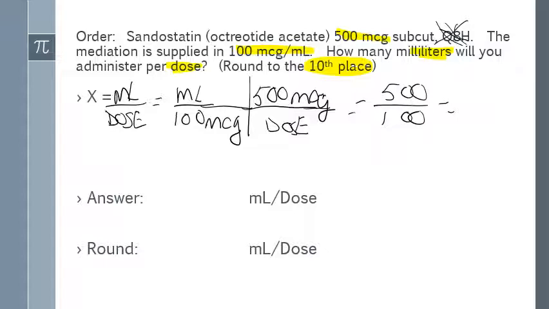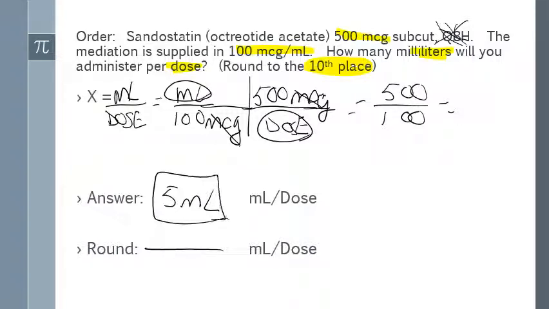Once you do some math for that, and let me just go back here because I want you to see where we're going. This is where we end up with 5 milliliters, okay? And this does not require any additional rounding. It did say to the 10th place, and I bring that to your attention because a lot of times when you're doing milliliter per dose, it can go to the 10th, but this one worked out nice and easy.